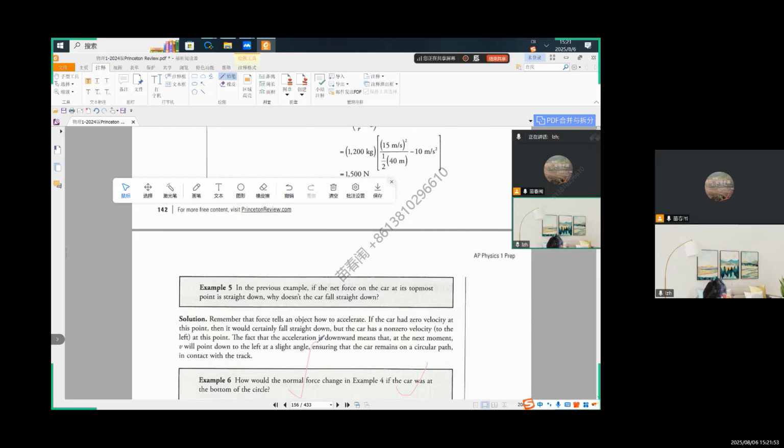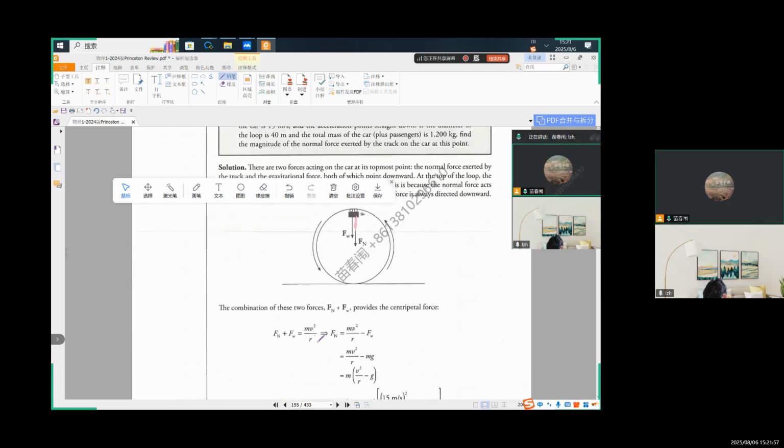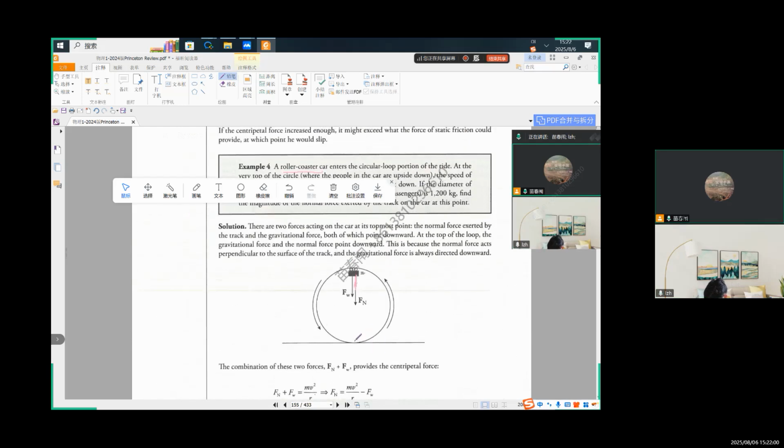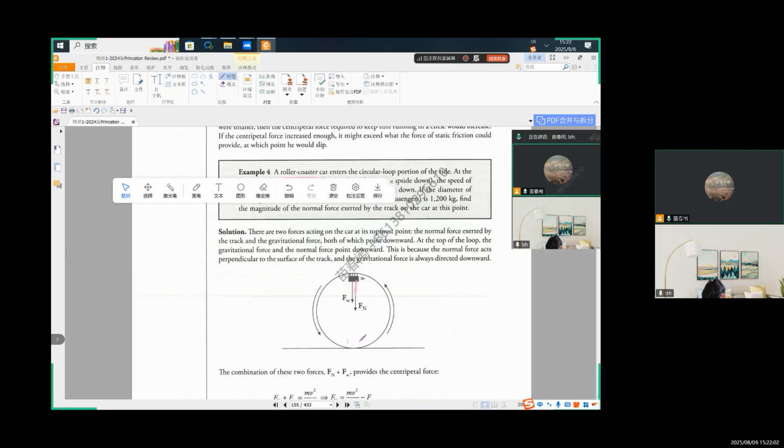So, the situation just changed into normal, into downward, right? So the car looks like that, right? Can you draw all the forces of the car this time? The forces at this moment on the car?